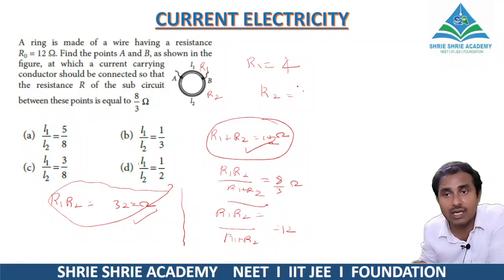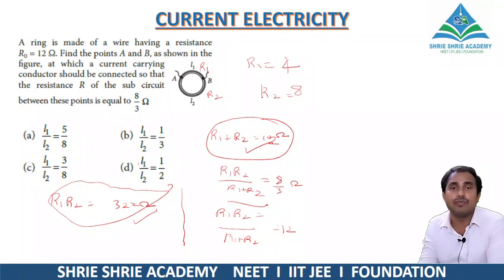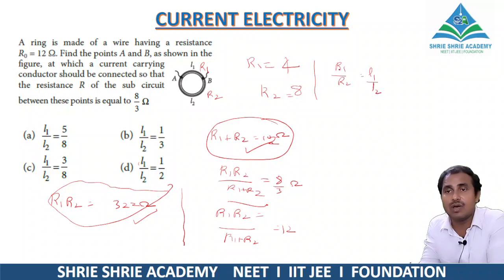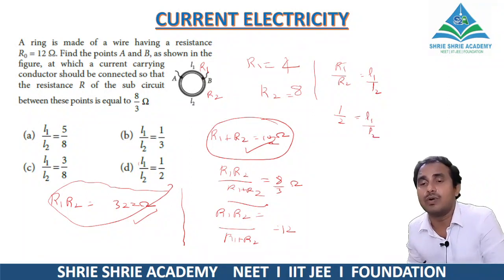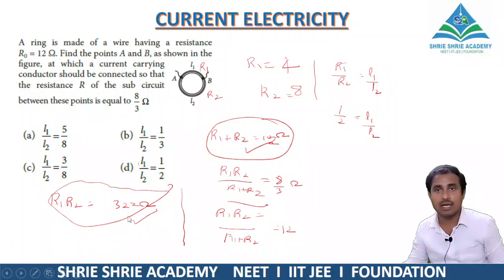Now he is asking the ratio of the lengths at which the conductors should be connected, and you know that R1 by R2 is equal to L1 by L2. So the resistance for the first one is 4, the second one is 8. So 4 by 8, 1 is to 2. This is how you are going to do it. I hope it is clear, because this question will be a standard one.